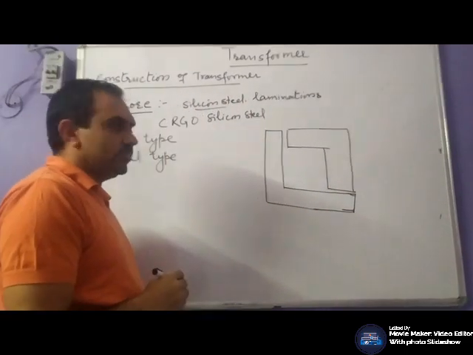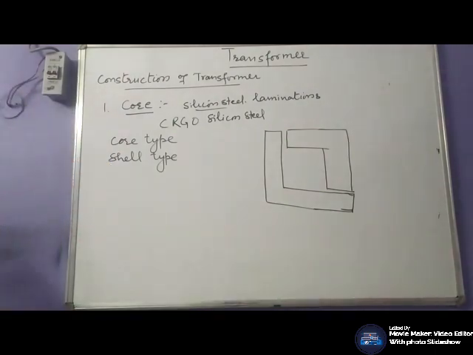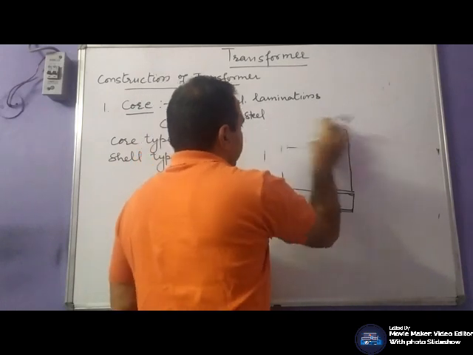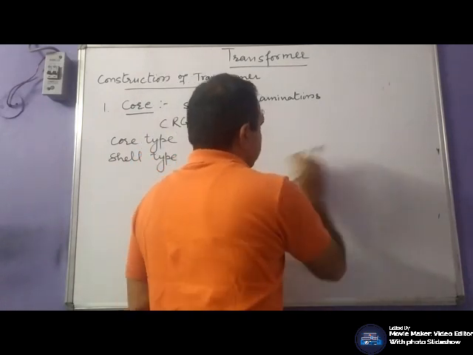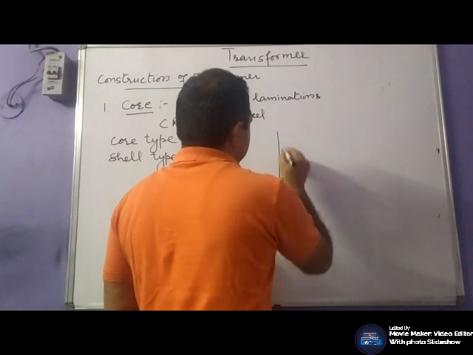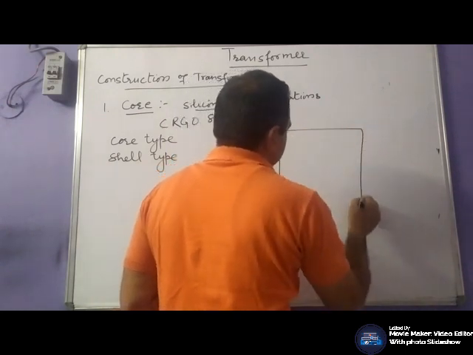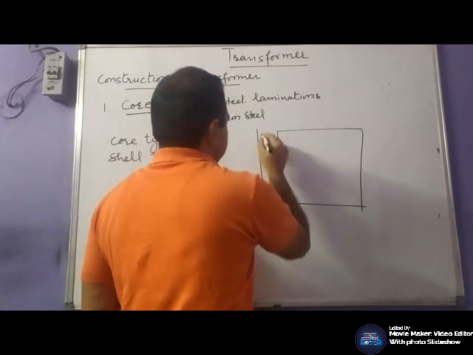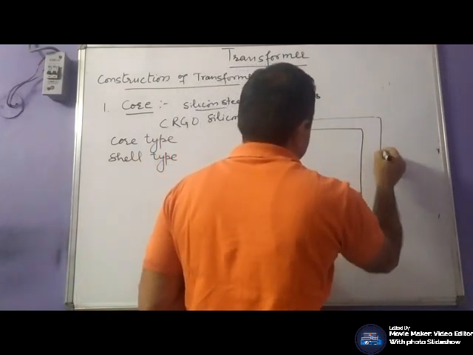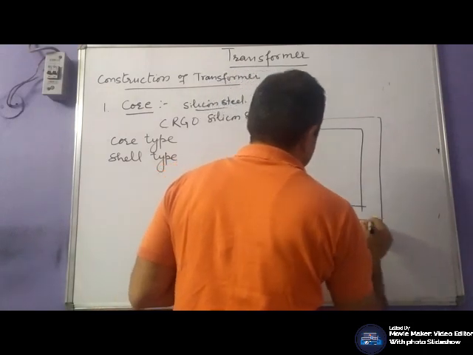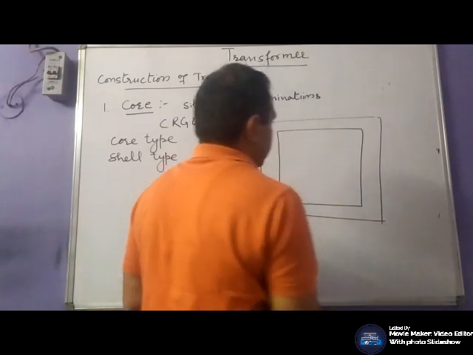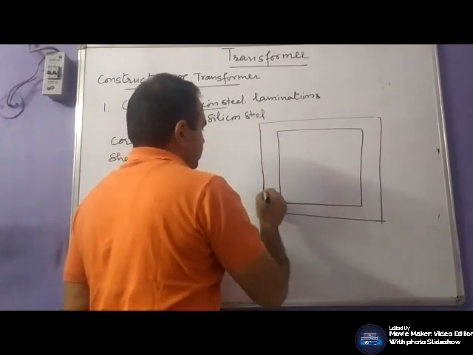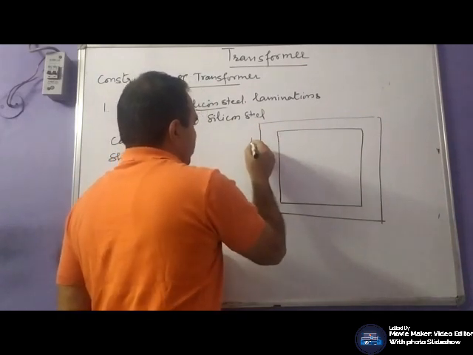And this will form this shape. They would be placed alternately and will form a solid shape with minimum air gap at the joints and windings would be placed on each limb.